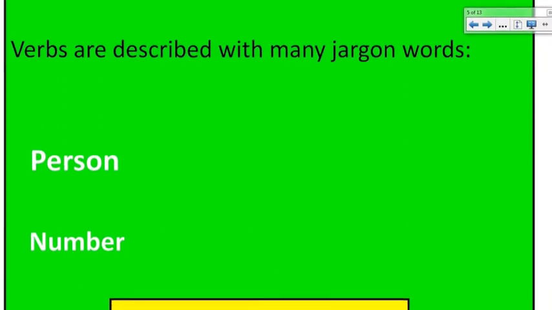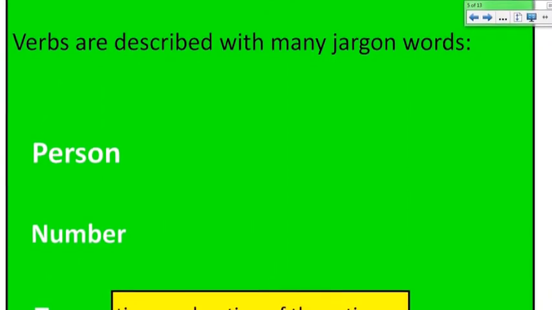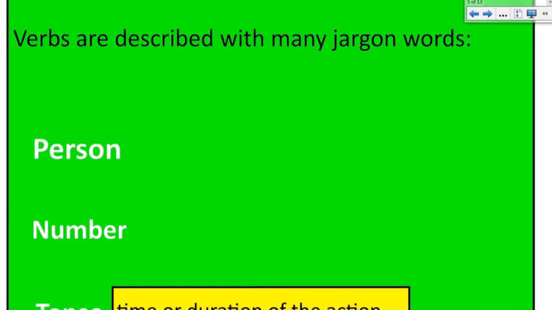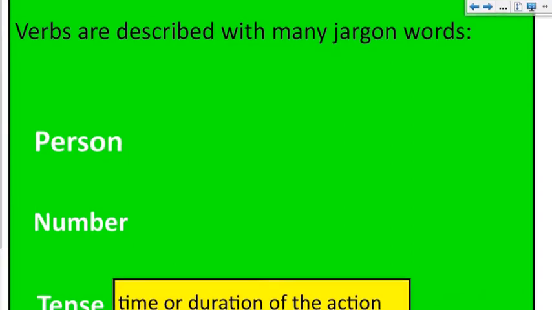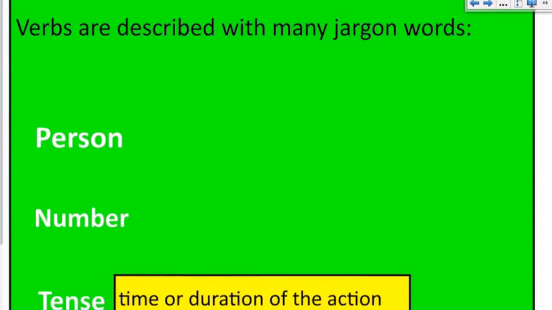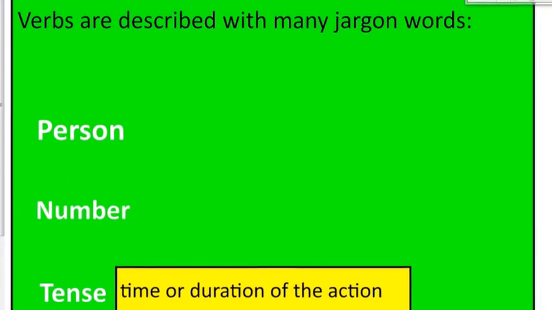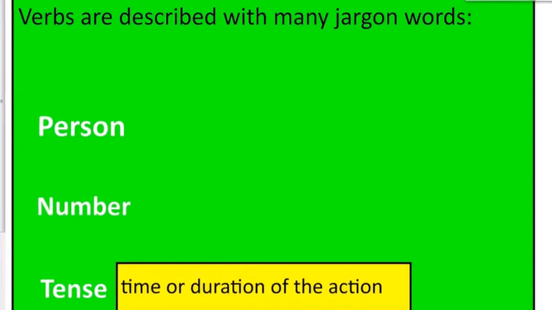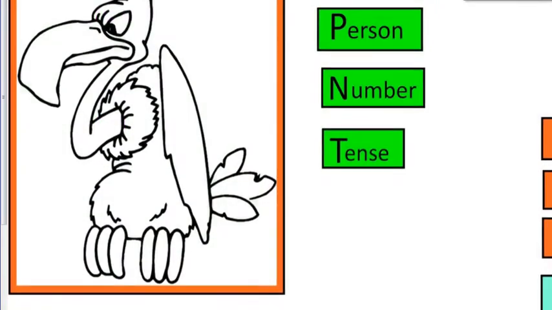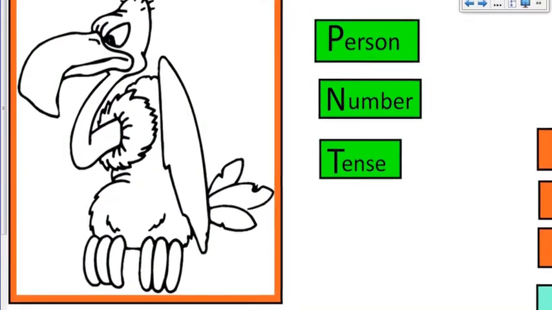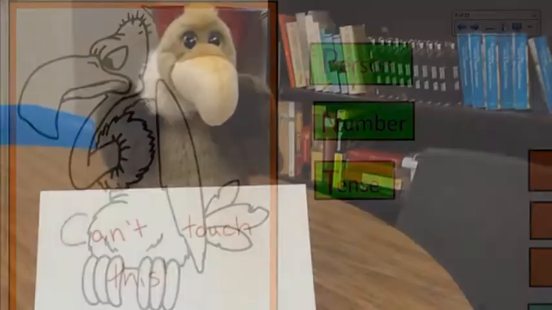Speaking of jargon, verbs are described with many jargon words. Person, like first, second, or third person. Number, like singular or plural. And here's the jargon definition you want to put in your jargon for tense: the time or duration of the action. Like present tense is happening now. The mnemonic we use to remember those things, person, number, tense, is Parsi, our vulture.